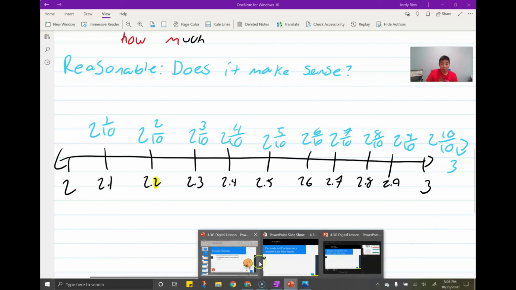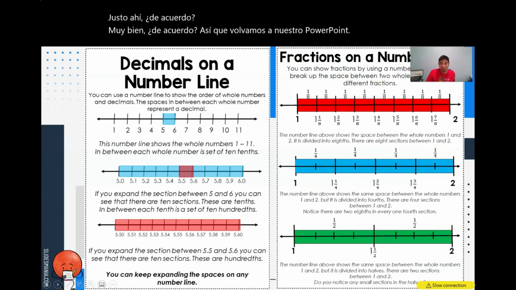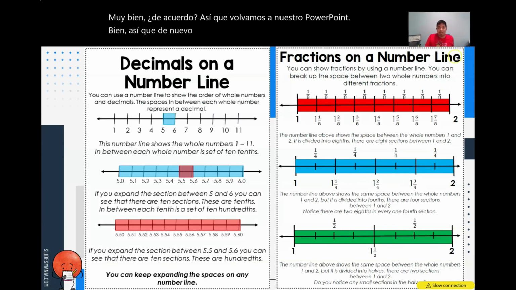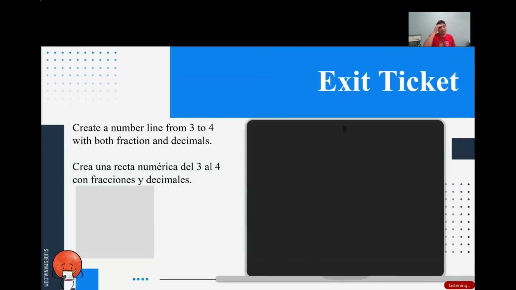Alright, so let's go back to our PowerPoint. Okay, so again, here are your notes. And don't forget to copy both of them if you don't have both of them. Okay, and then here is your exit ticket, okay? Create a number line from 3 to 4 with both fractions and decimals. Make sure you copy this down in your journal.